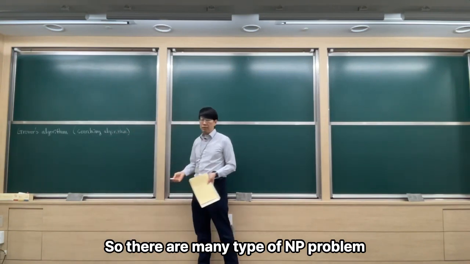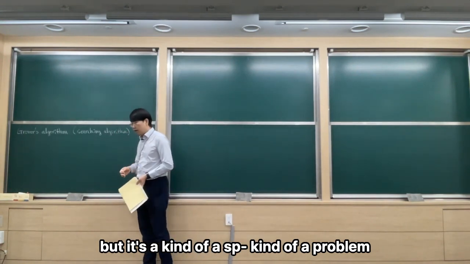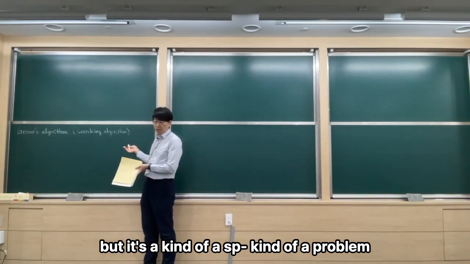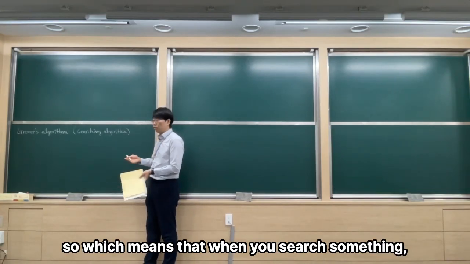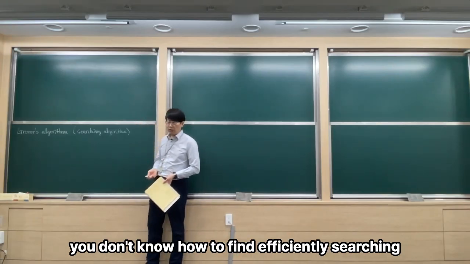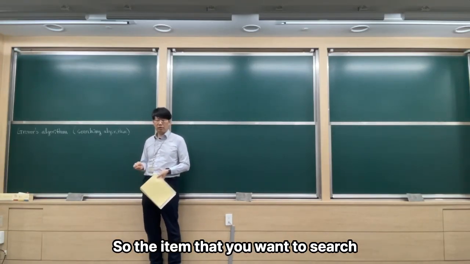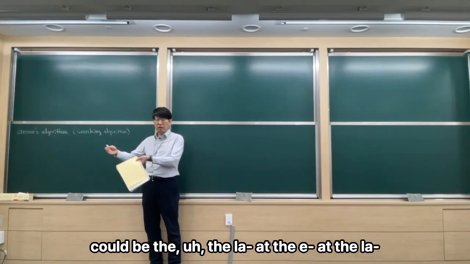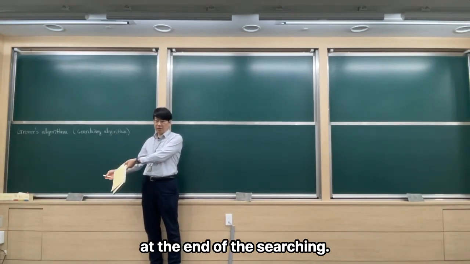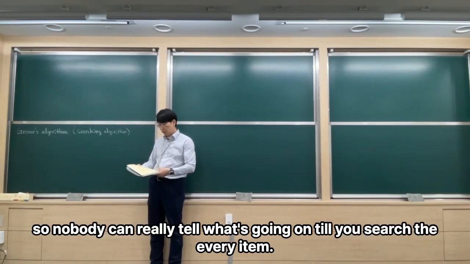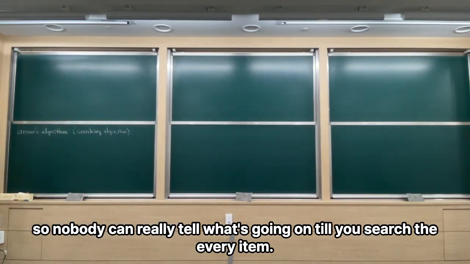There are many types of NP problems. I'm not saying this is an NP problem, but it's a kind of problem that has the same spirit as an NP problem. Which means that when you search for something, you don't know how to find it efficiently. The item that you want to search for could be at the end of the search. Nobody knows, so nobody can really tell what's going on until you search every item.